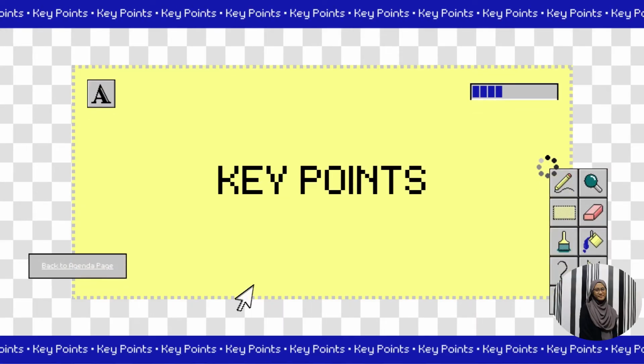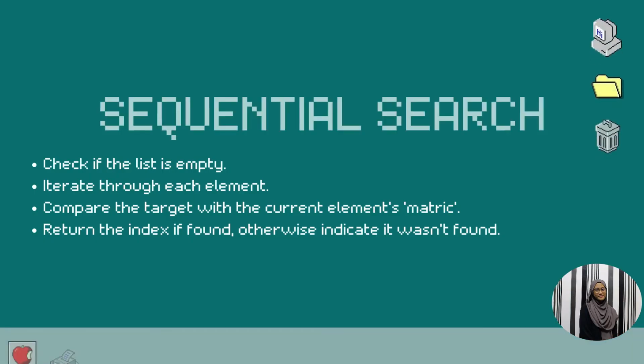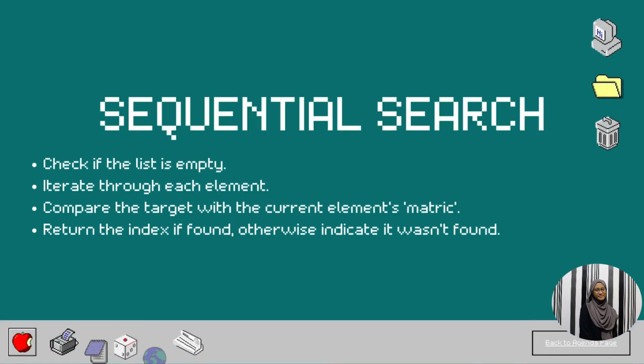So I will present the key points for sequential search. First, check if the list is empty. Second, iterate through each element. Third, compare the target with the current element's matric number. Fourth, return the index if found, otherwise indicate it wasn't found.